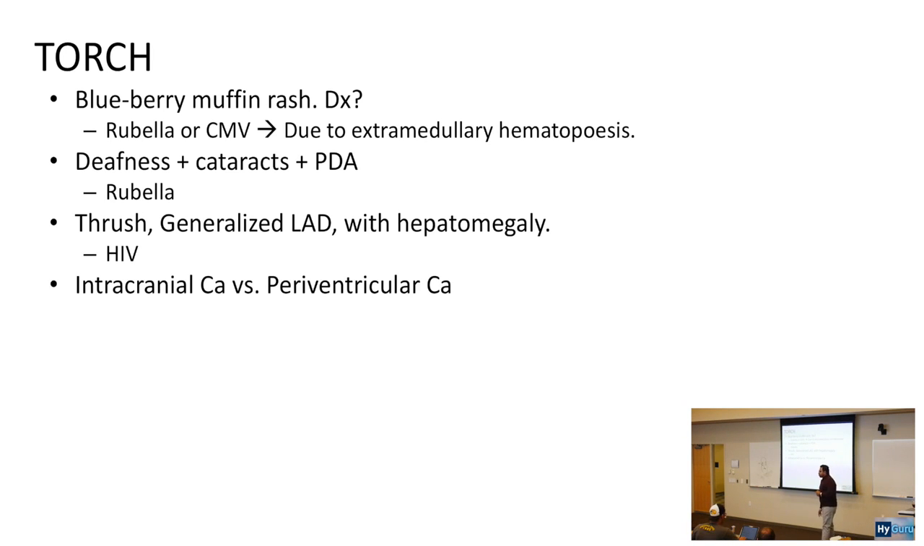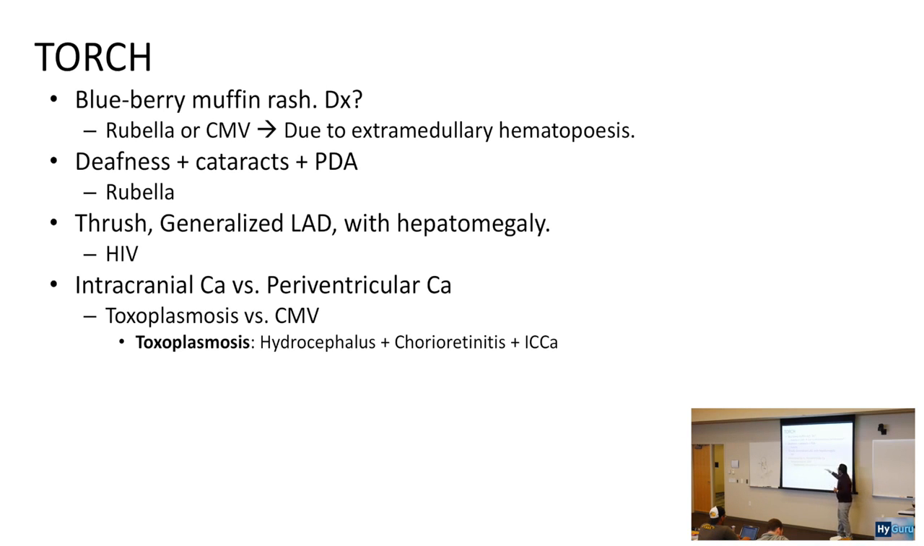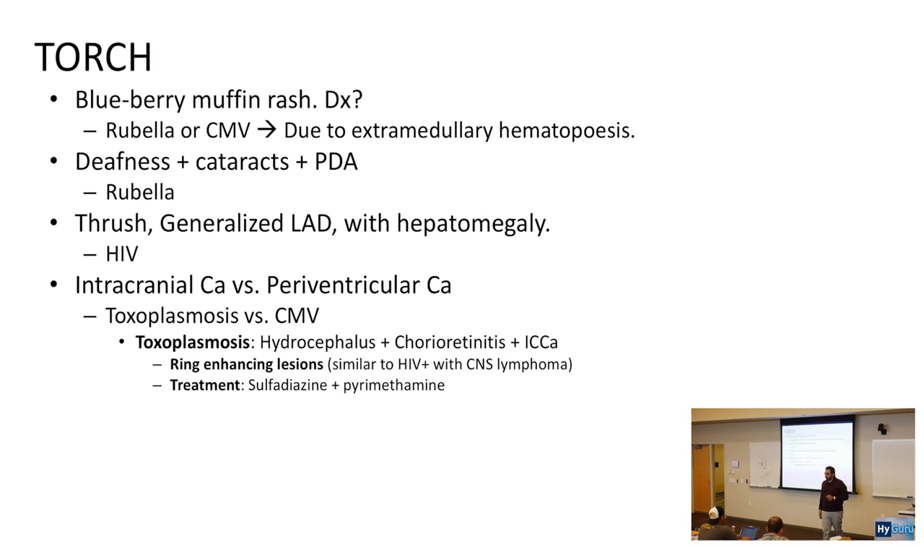Intracranial versus periventricular calcifications. This is a really high-yield distinction for you to know. Intracranial calcifications are related to toxoplasmosis. Toxoplasmosis: intracranial calcifications, hydrocephalus, and chorioretinitis, that is going to be the triad of toxoplasma.